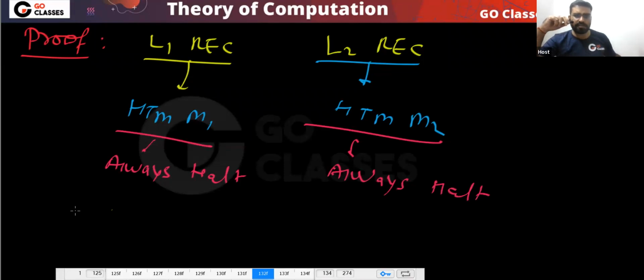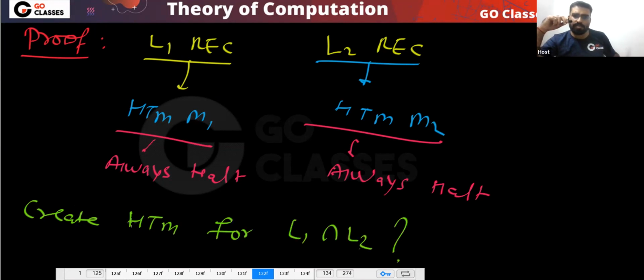So tell me, can you create? Now this is the question: create a halting Turing machine for L1 intersection L2. This halting Turing machine we have to create. So how will you create it?